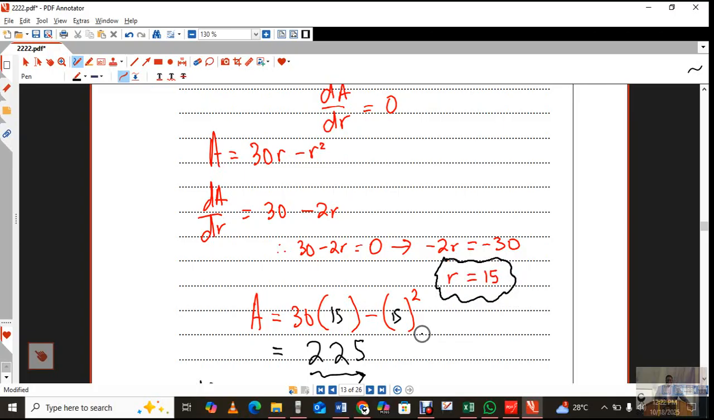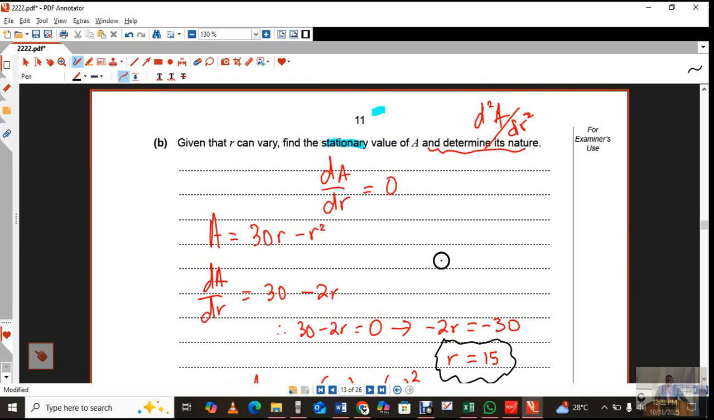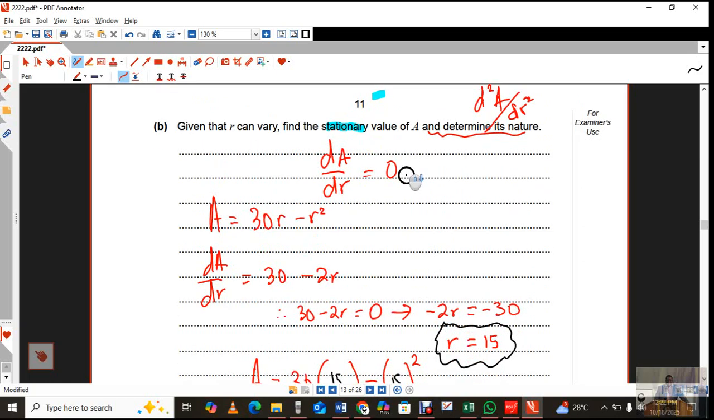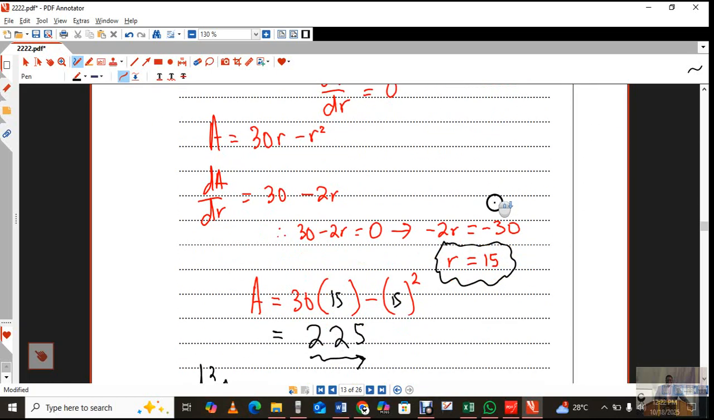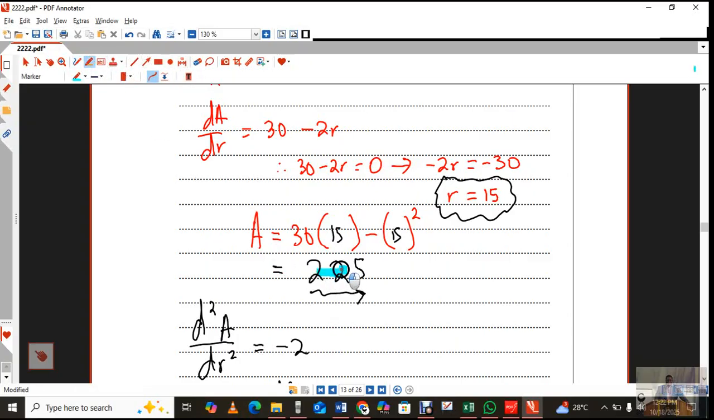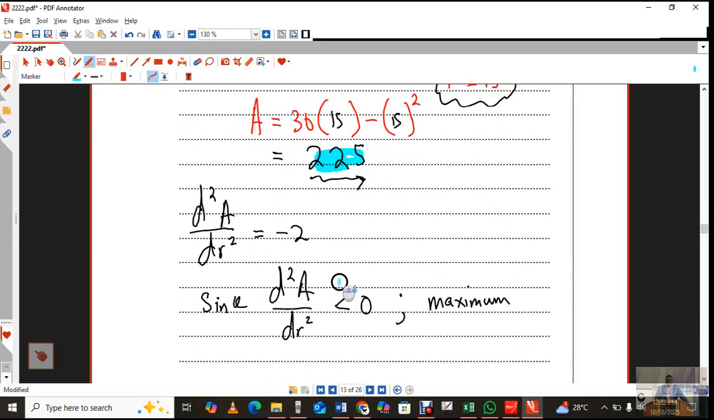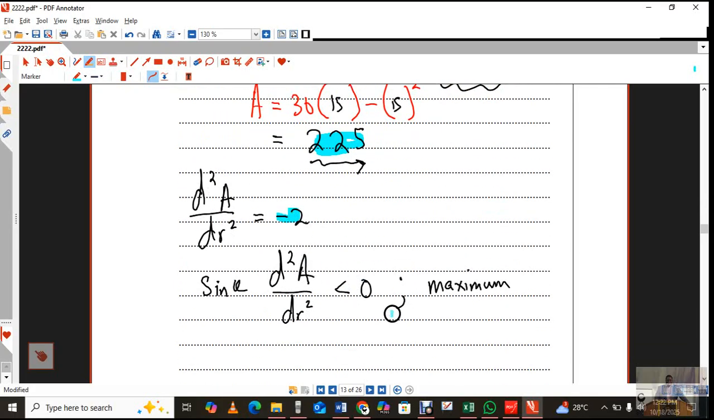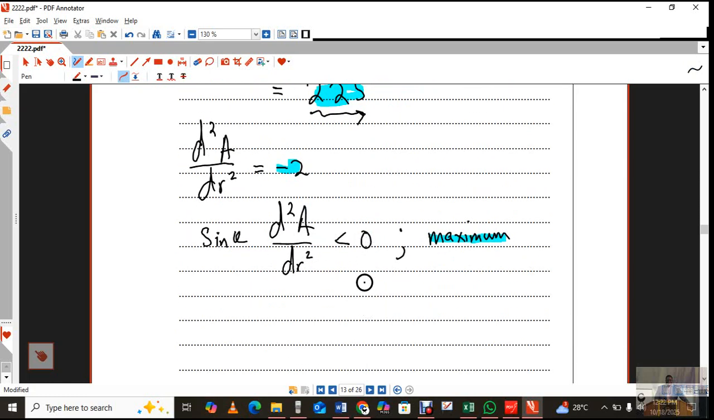We have our r, we have our area. Okay, they say given that r can vary, find the stationary value of A and determine its nature. Stationary value of A means you need to find that area. What is that area going to be? So we did calculate that. So we know what the stationary value of A is. When r is equal to 15, what is that value of A? That is, you are actually asked to find the area. That's what you are looking for. We determine the area, and then we determine the second derivative. And if that is the case, we then said its nature is going to be a maximum if the second derivative is a value that is negative or less than 0.